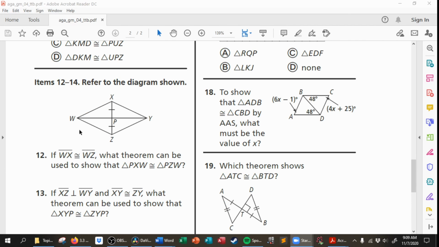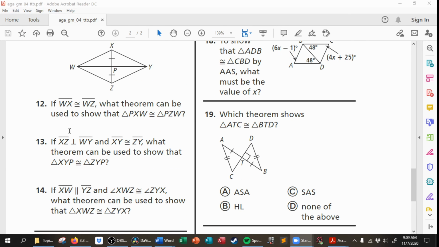Oh, these classic ones. Refer to the diagram shown, so I can hide those directions. Okay, this one's not as bad as they could be. It is helping us out by just giving us specific pieces to look at. So that's nice of them. Let's go with the blue again.